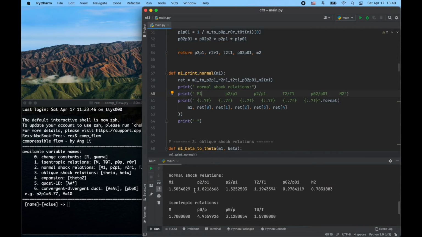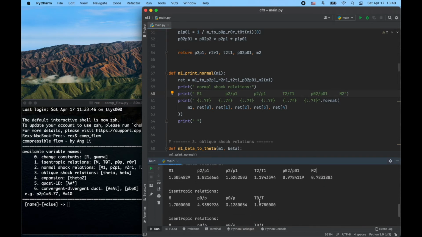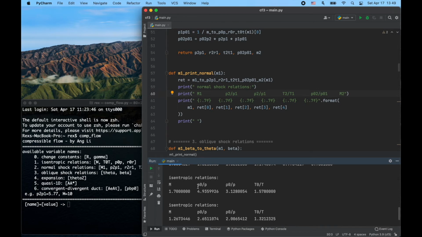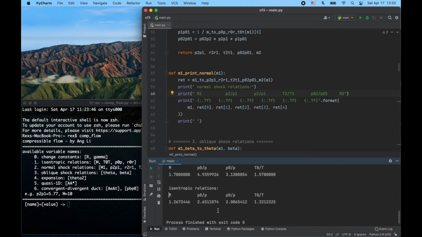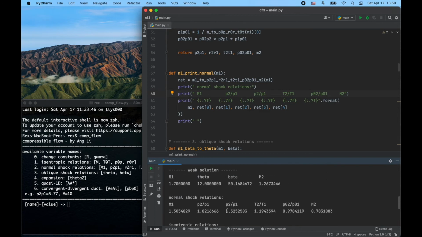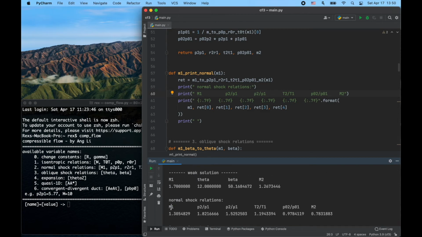So for oblique shock, I would like this to be MN1 and this one to be MN2. And here, it's not called just isentropic relations. I wanted to call this M1. This is upstream, right? M1, PO1 over P1, rho O1 over rho 1, and this one the same. And this one I'll say is downstream, so M2, PO2 over P2. So first, let's change this.